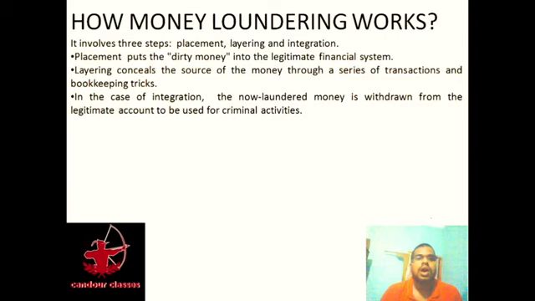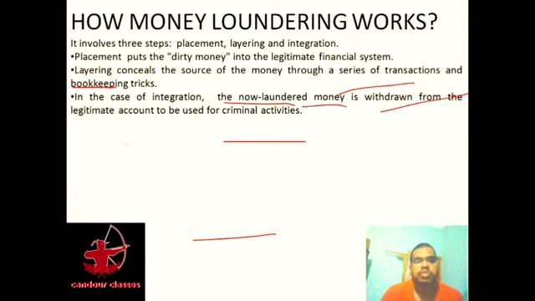Then, how does money laundering work? It involves three steps: placement, layering, integration. As I told you, placement puts the dirty money into the legitimate financial system. Then layering conceals the source of money through a series of transactions and bookkeeping tricks, sending it to different countries and to other people. In the case of integration, the now laundered money is withdrawn from the legitimate account to be used for criminal activities. That is the last step, the integration step. The money becomes legitimate, and it comes back to the source.